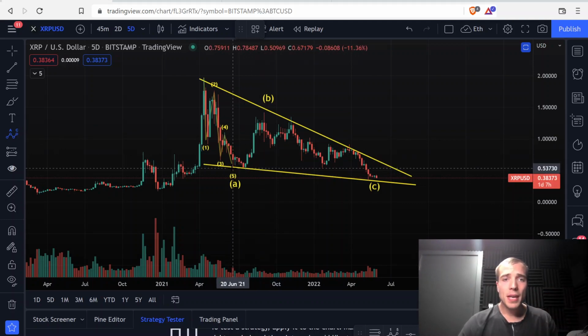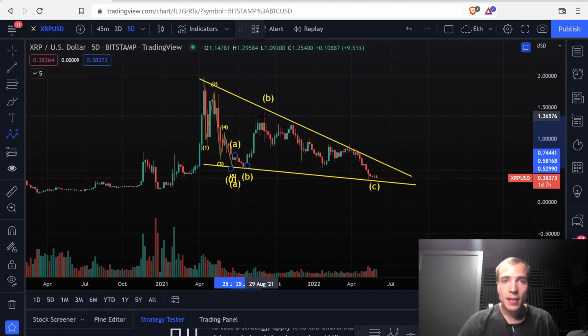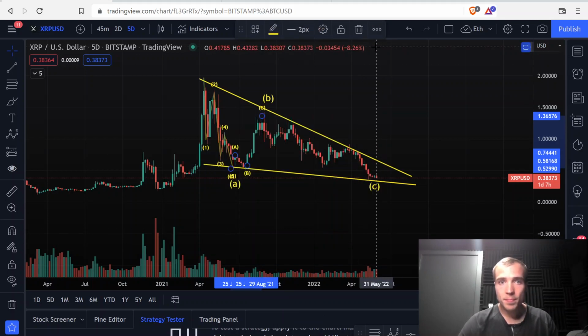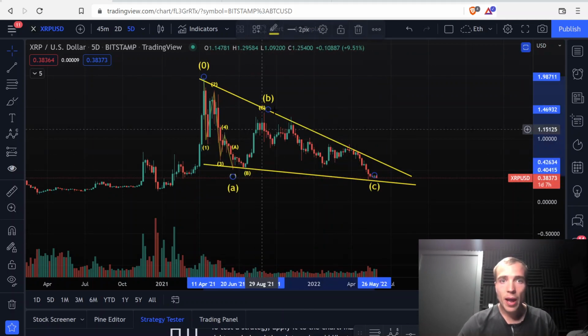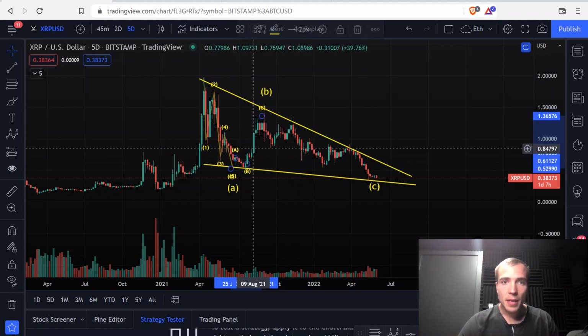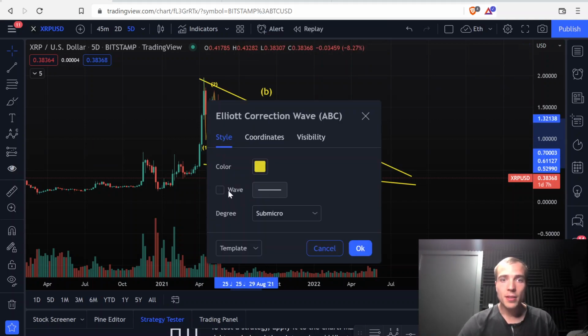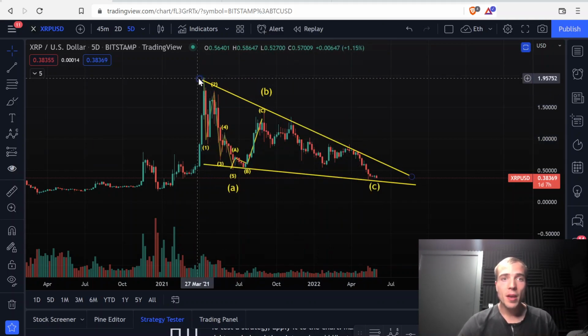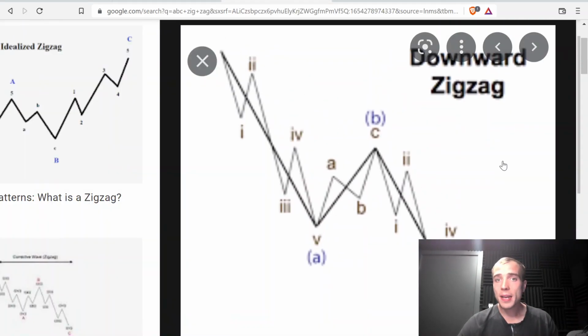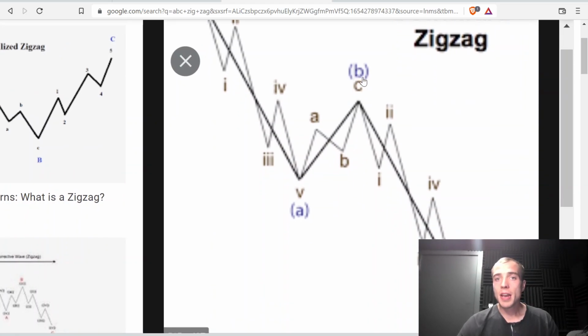So from A up to B, we also have A, B, and C up. We'll make this sub-micro wave set. So from this A wave up to this B wave, we have an A, B, and C wave up. So that is our subwave count from 0 to A and from A up to B. Now if we go back here, so we've made it this far, we've made it from 0 down to A up to B, you can also see that now we need to have 5 waves down to complete from B to C.